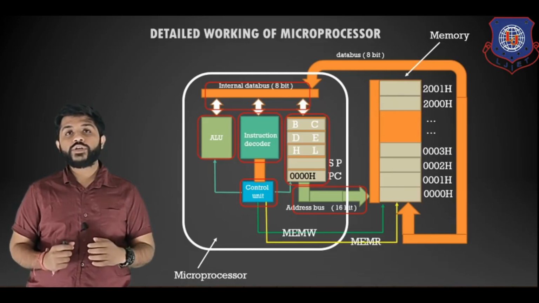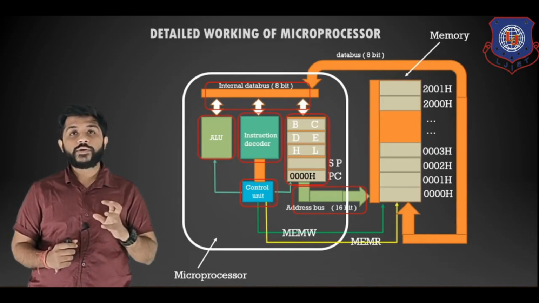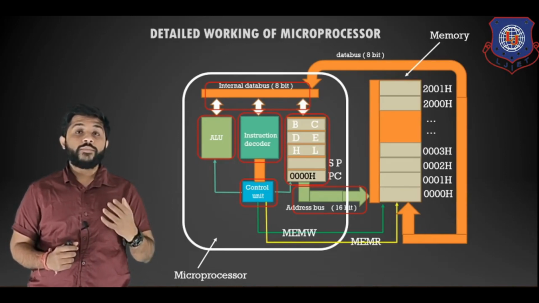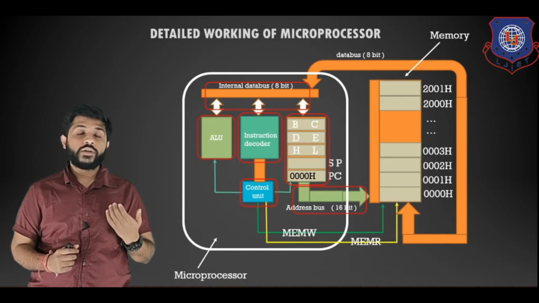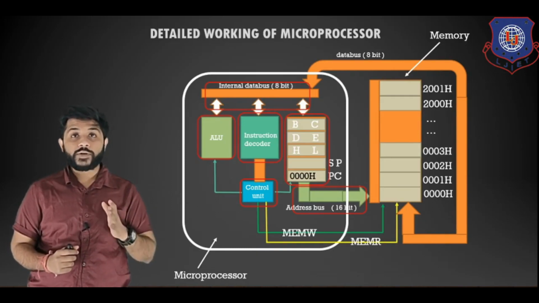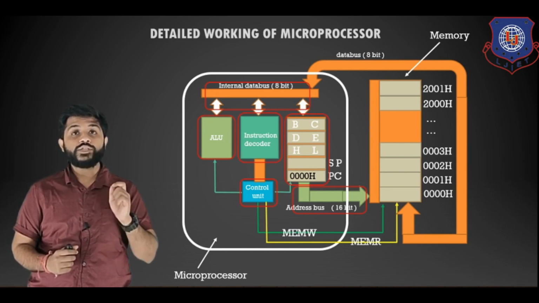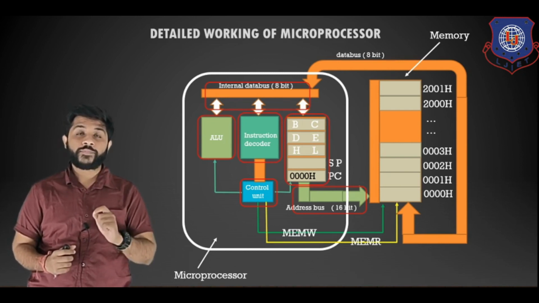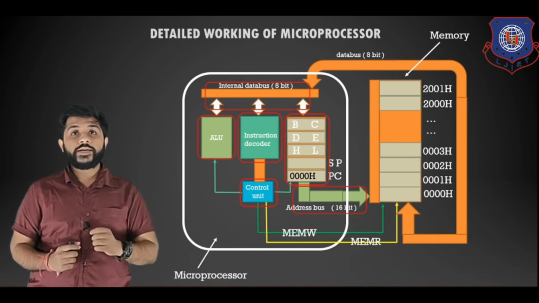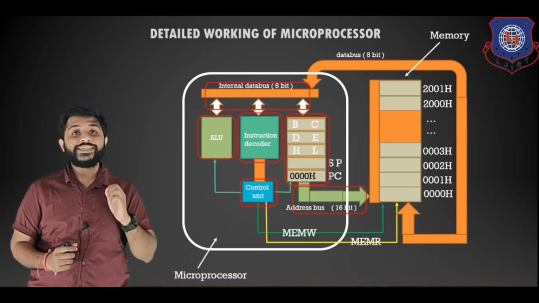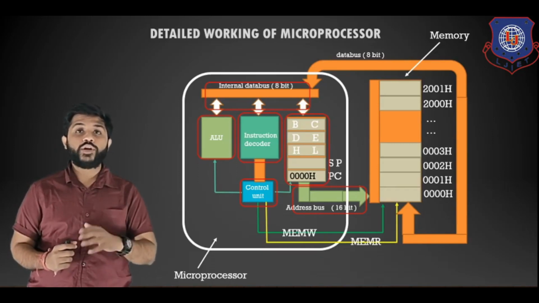Now what is the function of the data bus? Using the data bus, you can transfer data from the memory to the microprocessor, and the function of the address bus is to send the address. Using the address bus, the microprocessor will send the address of the memory location.